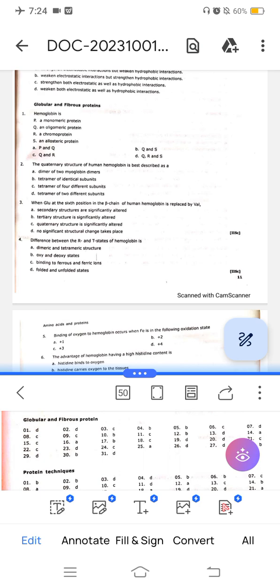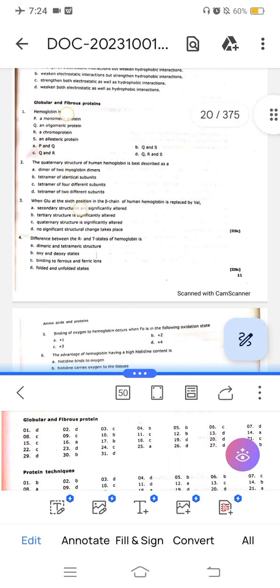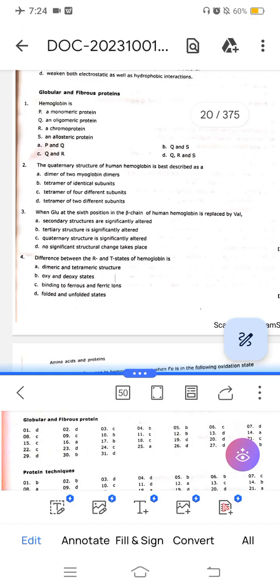Next questions and answers. Globular and fibrous proteins related. So hemoglobin is a D. That means Q, R and S are right. So an oligomeric protein, a chromoprotein and an allosteric protein. Both are correct. But it's not a monomeric protein.